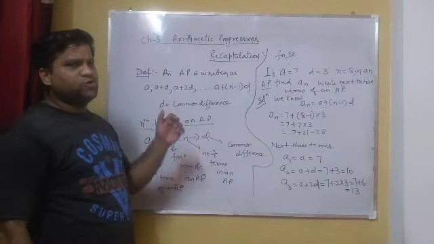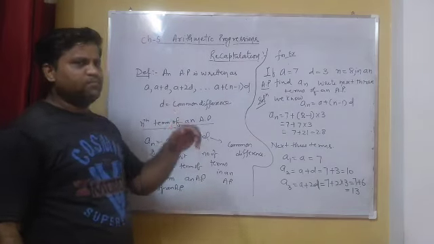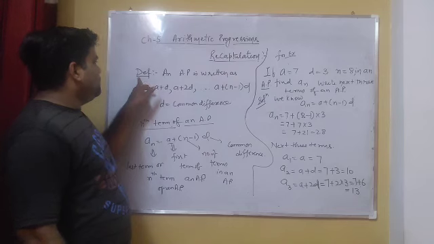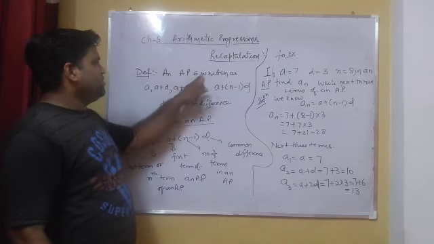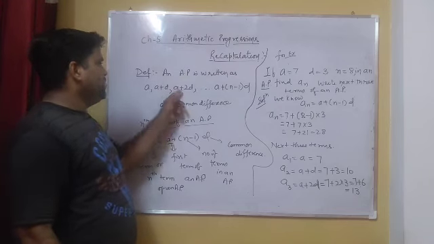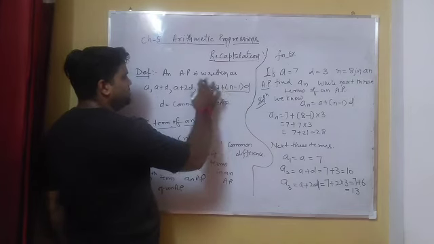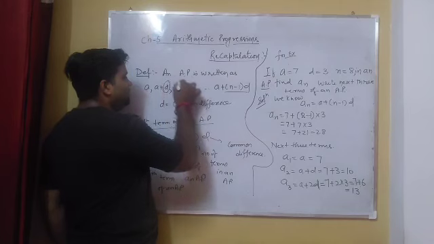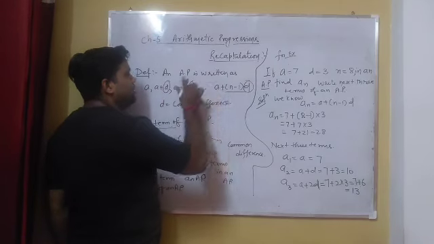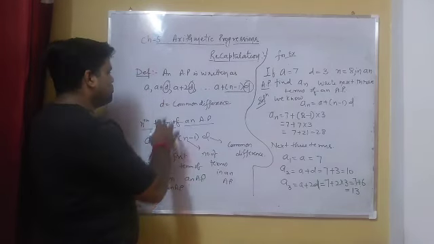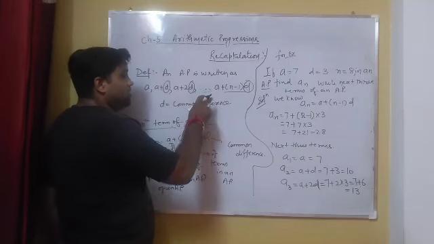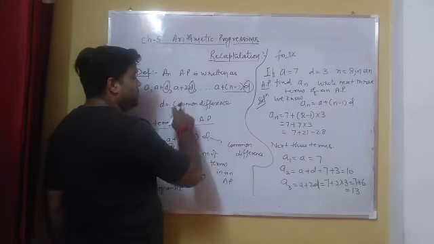So let us come to the recapitulation of the concept of arithmetic progression. We know the definition of an AP, which is written in this form: a, a plus d, a plus 2d, up to a plus (n minus 1) into d. Then such a sequence is called an AP. Here d, which we see in the whole sequence, is called the common difference. For a sequence to be an AP, the common difference should be the same.